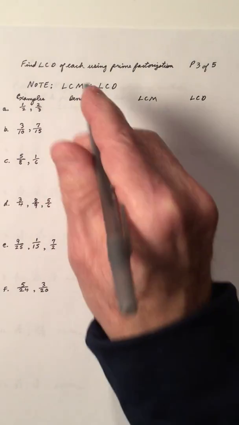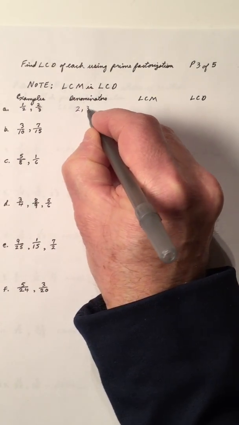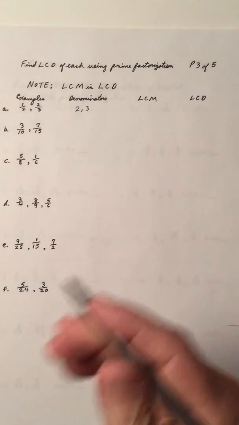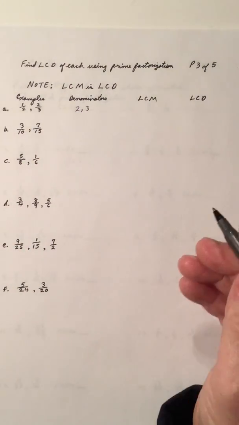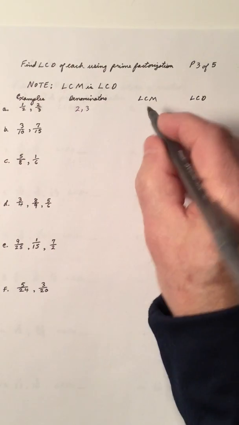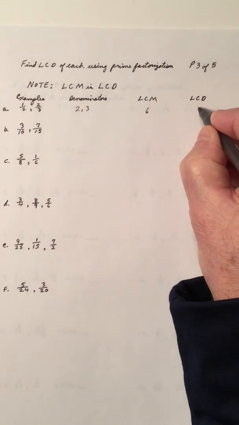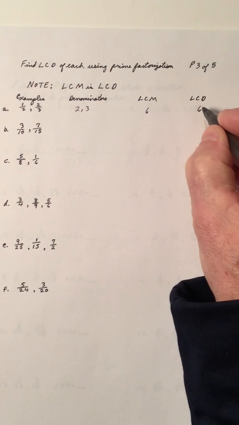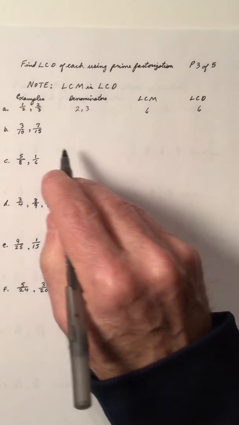So when we look at the denominators of 2 and 3, remember, even though they're the denominator, we're working it out as if they're multiples. Multiples of 2 and 3 is 6. The denominator for these fractions, least common denominator, is 6.